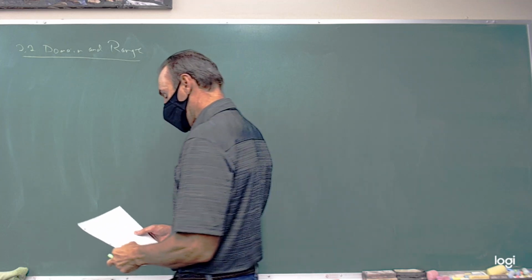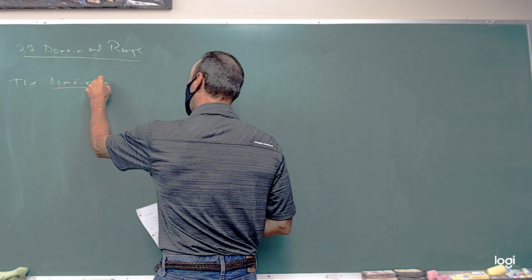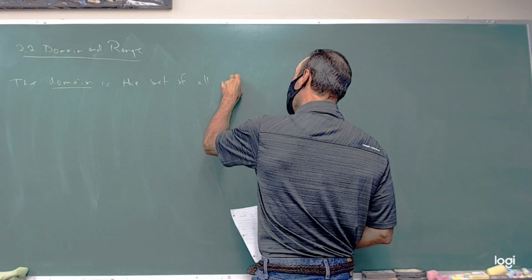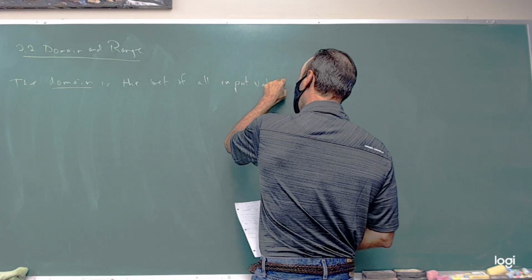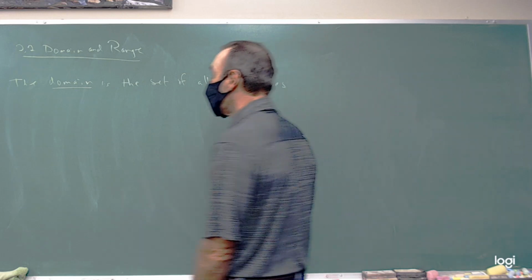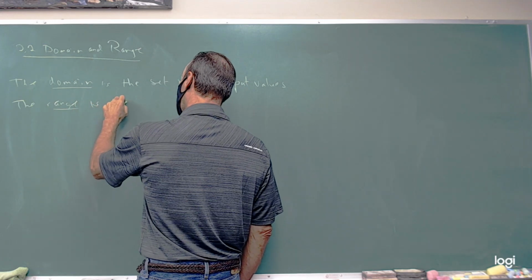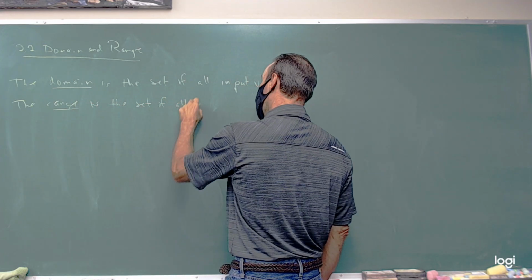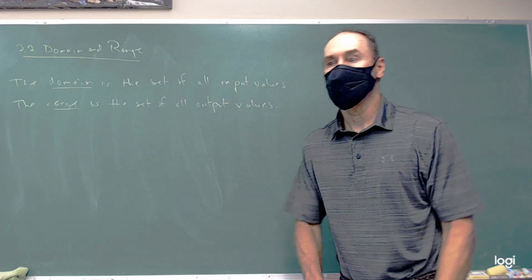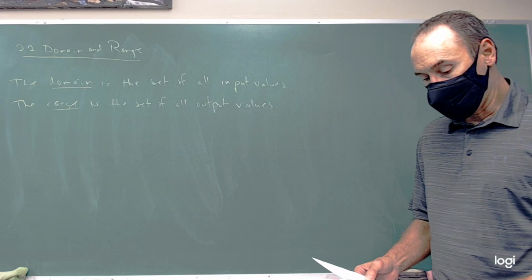So we know that our definition, the domain, we know is the set of all input values. And we know the range is the set of all output values. So they're sets, not that that's a huge deal for us, but they should use set notation. That's not something I would mark a problem right or wrong for.